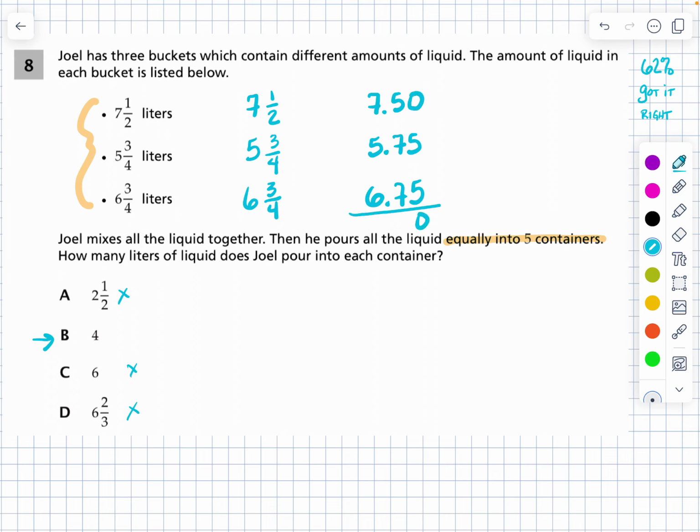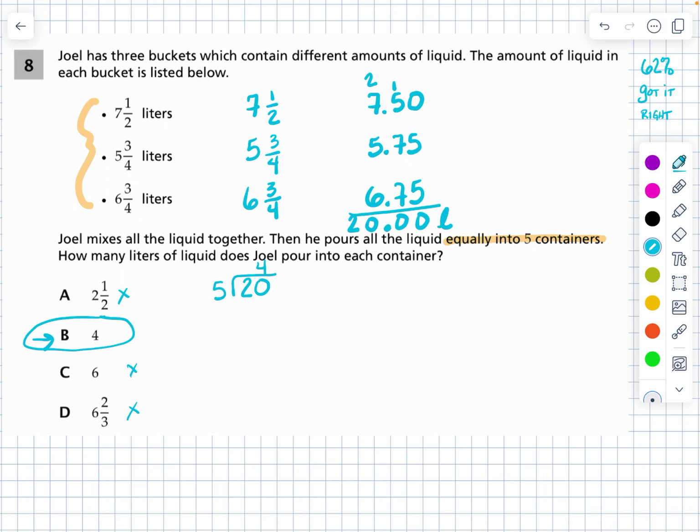So 5 and 5 is 10. 7 and 7 is 14, 15, 20. Grab my decimal there. 6 and 5 is 11, 12, 13, and 7 is 20. So now I've got 20 liters total, and I need to divide that equally into 5 containers. So that's going to be 20 divided by 5, and that's going to be 4, because 4 times 5 is 20, and that is our answer.